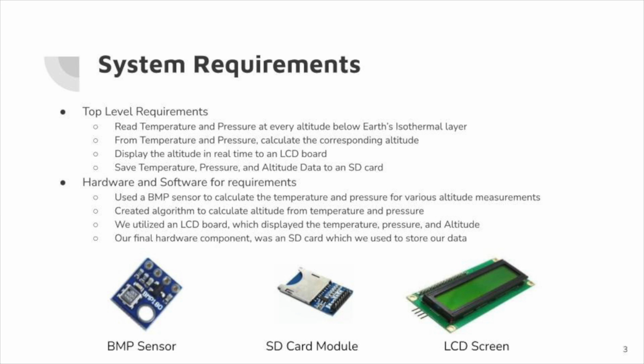So the major system requirements that we had: we wanted our BMP sensor to read temperature and pressure at every altitude below Earth's isothermal layer, so we could use that linear relationship between temperature and pressure to calculate the altitude. And then we wanted to display this altitude in real time on an LCD board, or alternatively, we could save the temperature, pressure, and altitude data to an SD card. Our major hardware and software components were the BMP sensor, which was utilized to measure the temperature and pressure for various altitudes, and a simple linear relationship between temperature and pressure to calculate the associated altitude. And so we could either display that on an LCD board, or we could use an SD card to store our data.